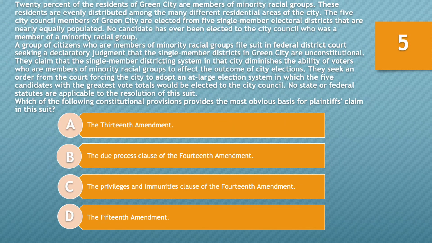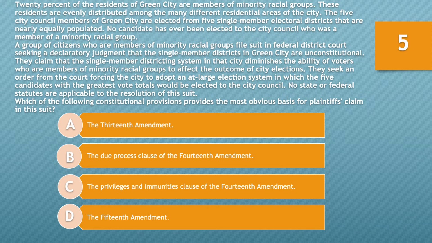Question number 5. 25% of the residents of Green City are members of minority racial groups. These residents are evenly distributed among the many different residential areas of the city. The 5 city council members of Green City are elected from 5 single-member electoral districts that are nearly equally populated. No candidate has ever been elected to the city council who was a member of a minority racial group.